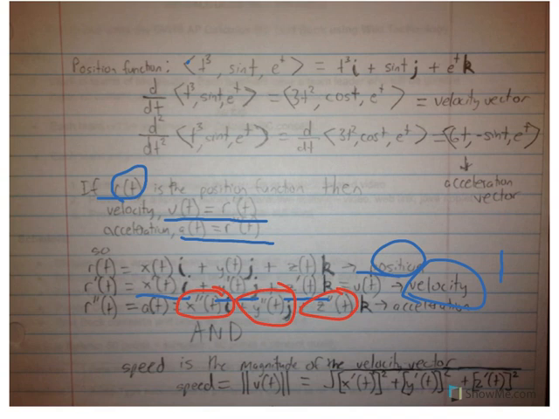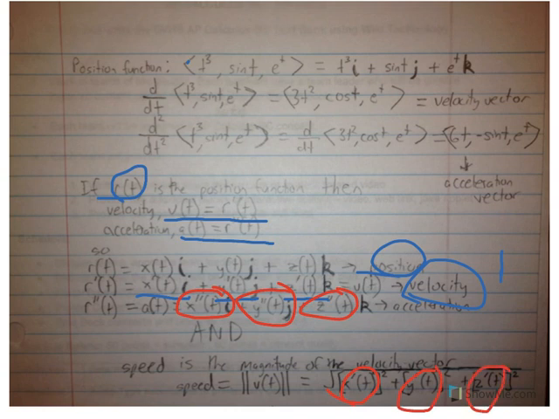And then you can also use the velocity vector to find the speed, so you just take the magnitude, which is the square root of the different components of the velocity vector squared, and that will give you the speed.